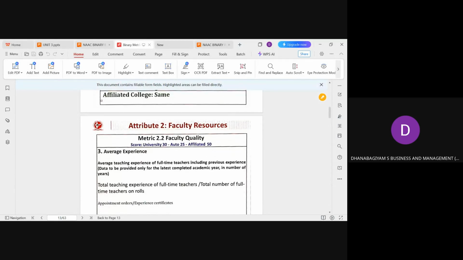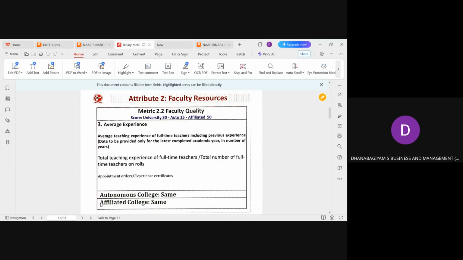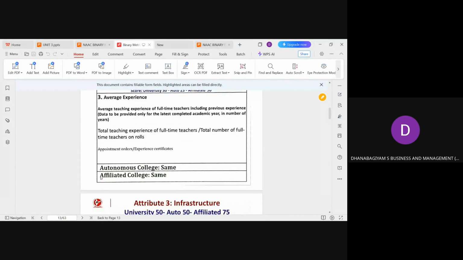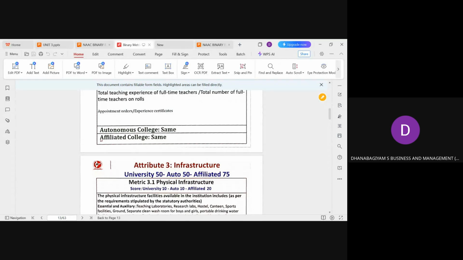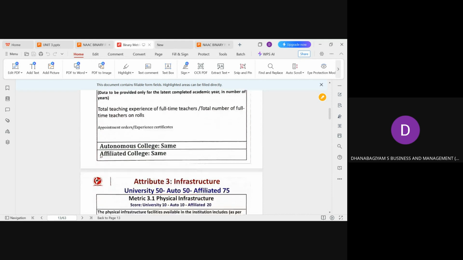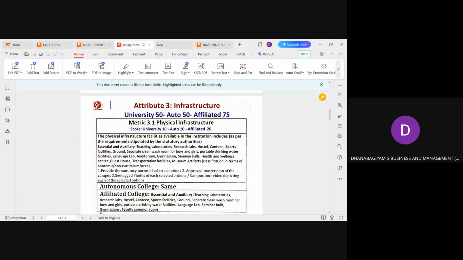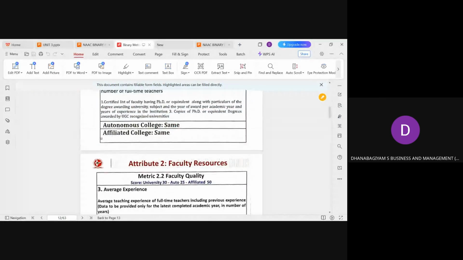Next, faculty quality. How do we measure the faculty quality? In the sense of average teaching experience of full-time teachers, for example, what is their experience and how many full-time faculty do we have. This needs to be measured, and sometimes faculty feedback can also be collected from the students. That can also be kept under attribute 2.